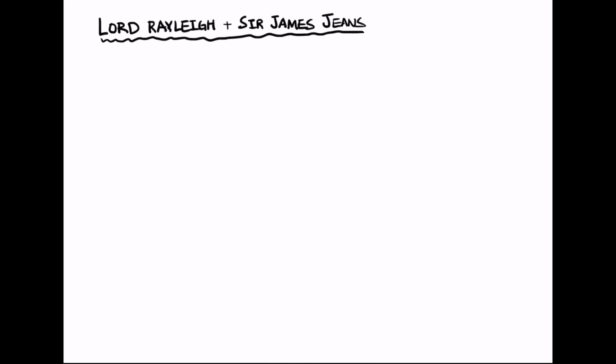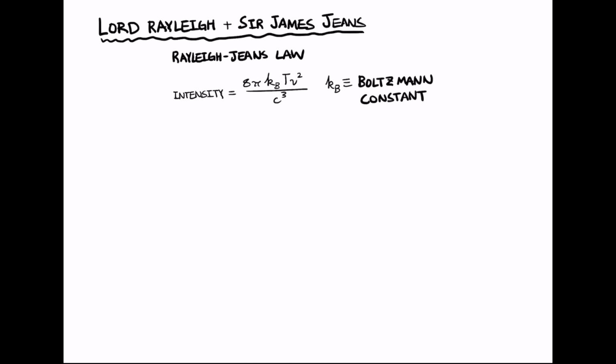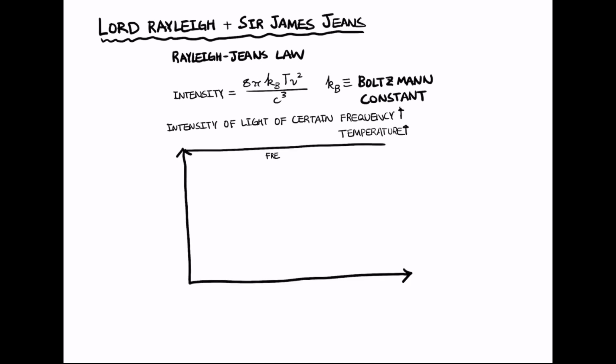An ideal black body emits light purely due to heat. So physicists Lord Rayleigh and Sir James Jeans derived a law to describe black body radiation. Here, k sub B is a fundamental constant called the Boltzmann constant, which we'll learn about later. The important thing to know about this law is that the intensity of radiation at each frequency is dependent on the temperature of the object. The law predicted that higher frequency light will be much more intense than lower frequency light, while at higher temperature, every light would become more intense.